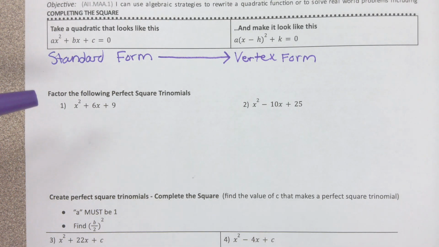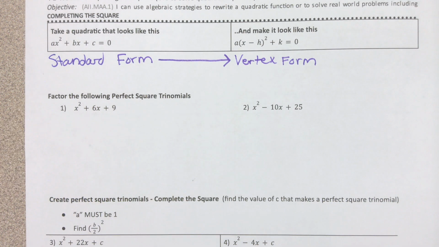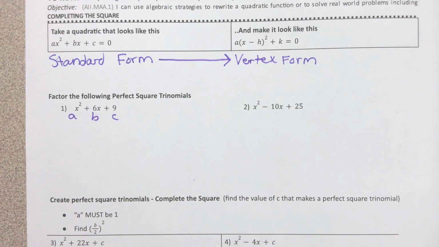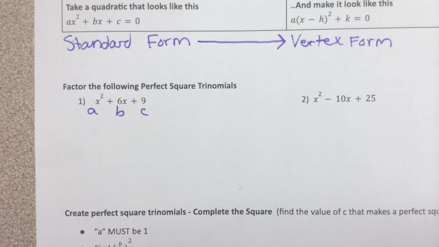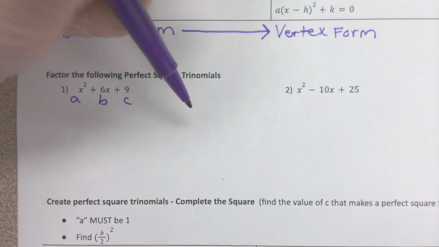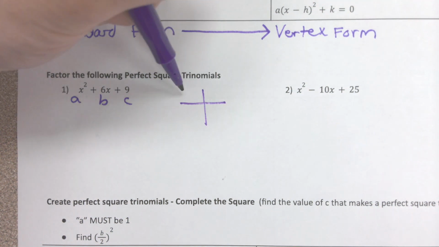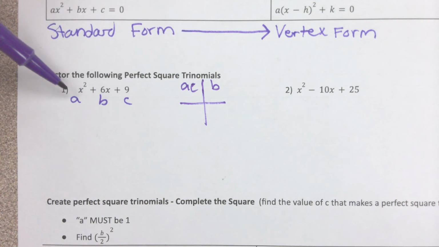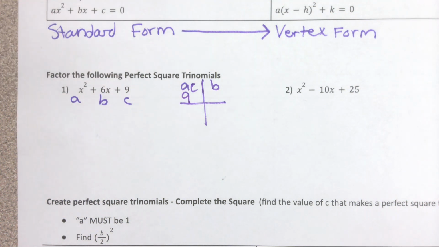First off, we're going to do a little bit of factoring. These are a special type of trinomial called the perfect square trinomial. You'll see why it has that name when we do several of these problems. X squared plus 6x plus 9. So first let's label A, B, C. We'll factor with our ACB chart. A is 1, 1 times C, 1 times 9, that's just 9, and B is 6.